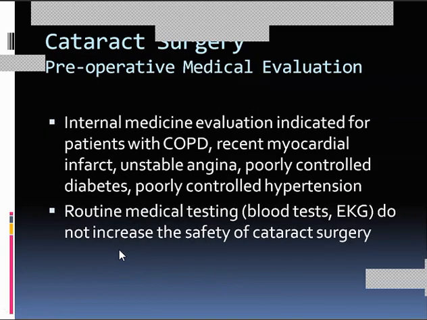And then send the patient to the physician, especially to know the condition of the heart as well as the lungs, to exclude any myocardial infarction or unstable angina. As a routine, we have to know the general condition of the patient. It is better to send the patient to the physician before cataract surgery, and we have to control the diabetes and also the hypertension beforehand.